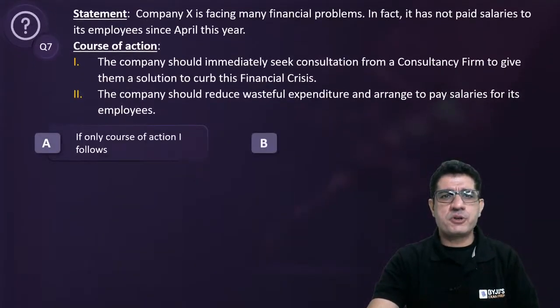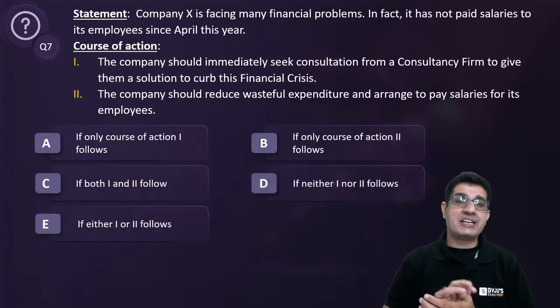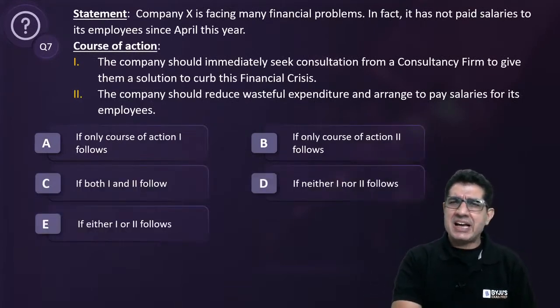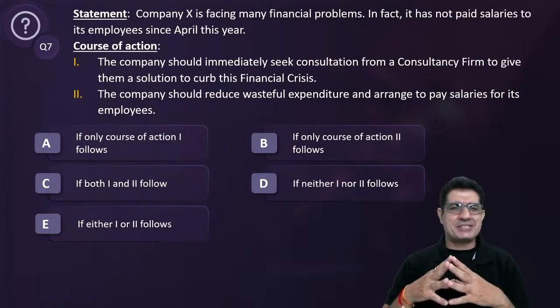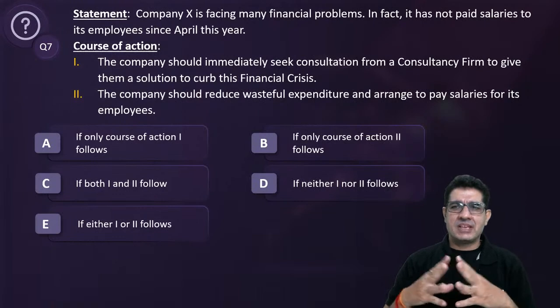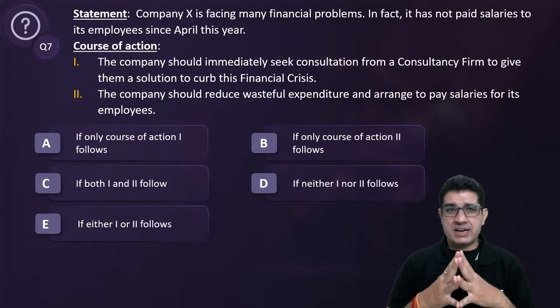The next question for you. This time around, it is a course of action question. I'm curious to see how you deal with it. Let us see. If you get it right, great. If you're stuck, I'll help you get unstuck.